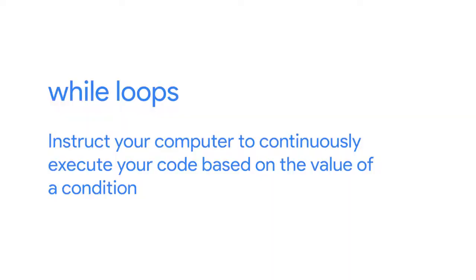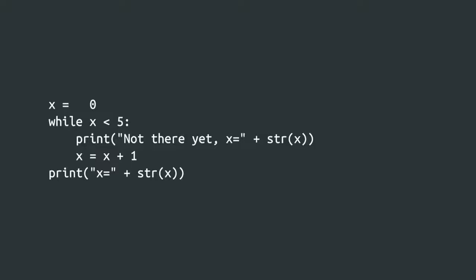First off, we're going to talk about while loops. While loops instruct your computer to continuously execute your code based on the value of a condition. This works in a similar way to branching if statements. The difference here is that the body of the block can be executed multiple times instead of just once. Check out this program. Can you guess what it does?